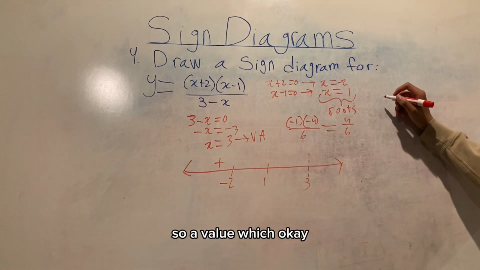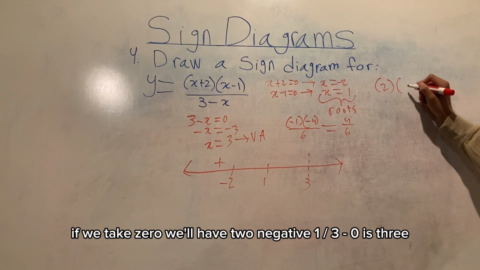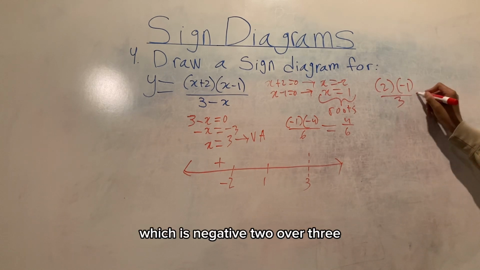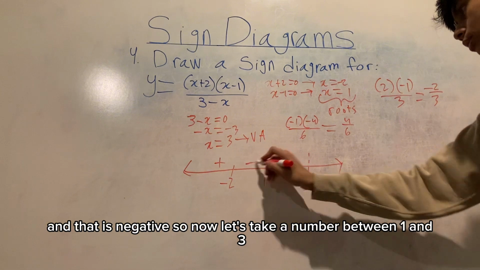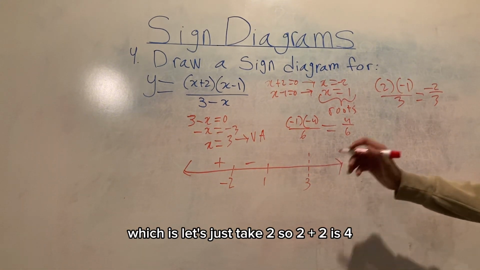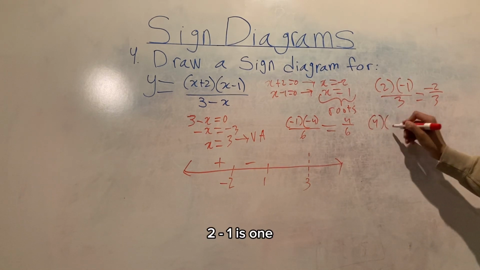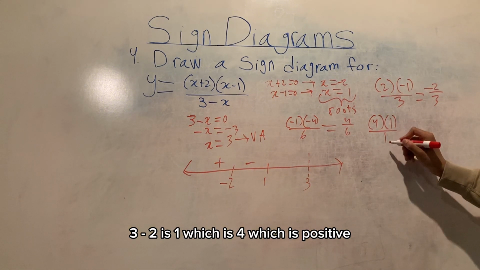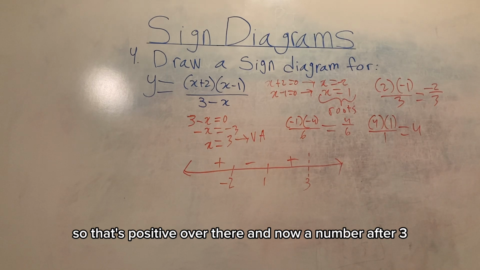So if we take 0, we'll have 2, negative 1, divided by 3 minus 0, which is 3, which is negative 2 over 3, and that is negative. So now let's take a number between 1 and 3, let's just take 2. So 2 plus 2 is 4, 2 minus 1 is 1, 3 minus 2 is 1, which is 4, which is positive, so that's positive over there.